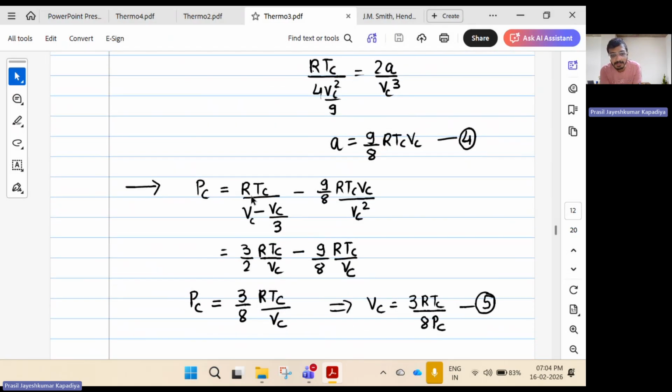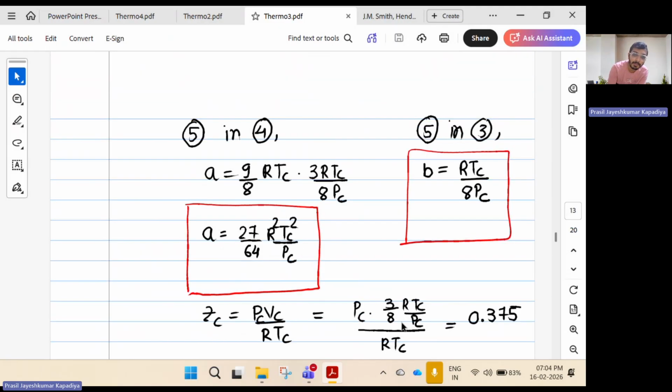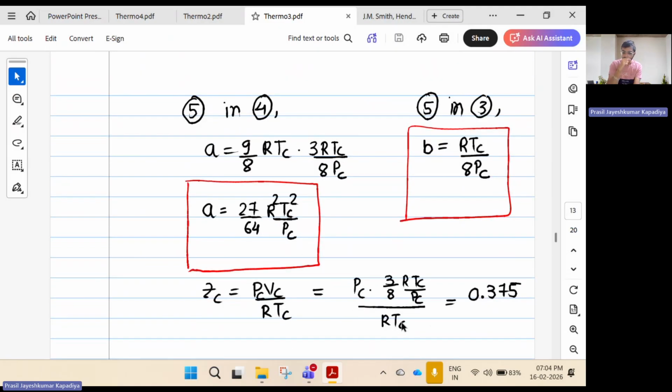RTC by (VC − B), where B was VC by 3, minus A by VC square. So I put in the A value and I get that VC is 3RTC by 8PC. And if I put these values into our original equation, I find out that A is nothing but 27/64 R² TC² by PC, and B is nothing but RTC by 8PC.